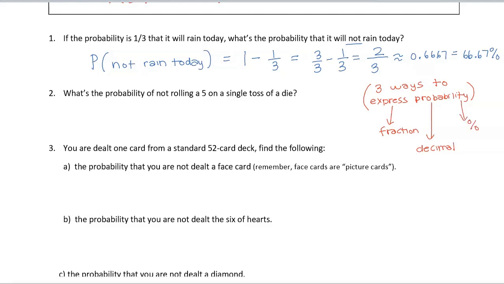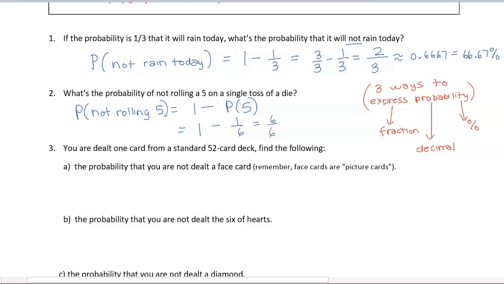Okay, let's do a few more. What is the probability of not rolling a 5 on a single toss of a die? Now, I know you could probably figure out the answer to this without using the complement rule, but we are learning the complement rule, so we're going to keep going with that. This is going to be 1 minus the event, which would be the probability of rolling a 5. 1 minus 1/6. And to show you the arithmetic one more time, 1 whole becomes 6/6 minus 1/6. This is going to be 5/6.